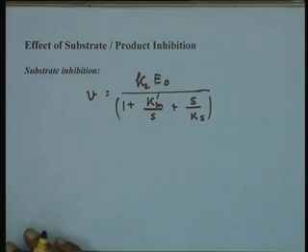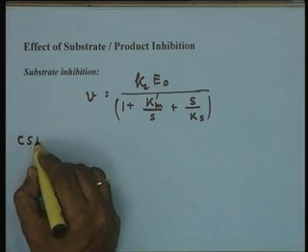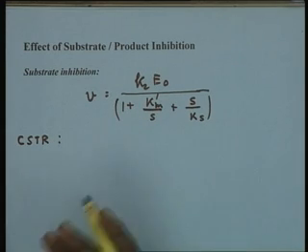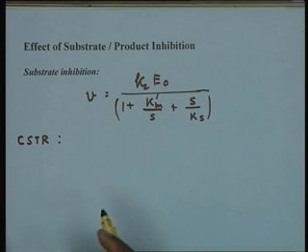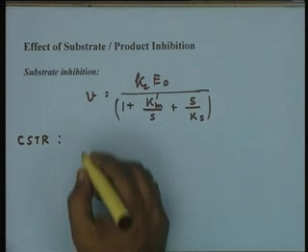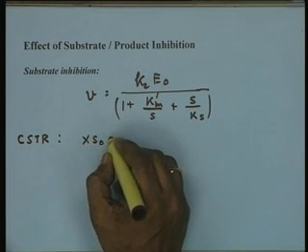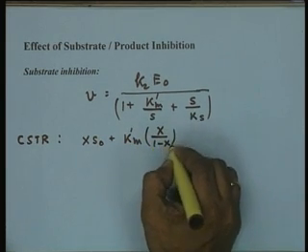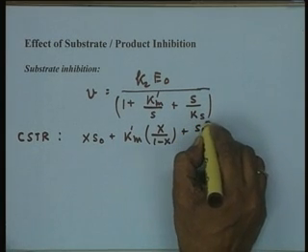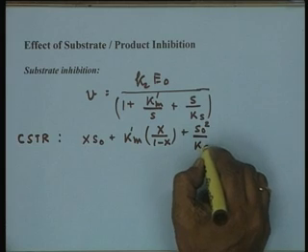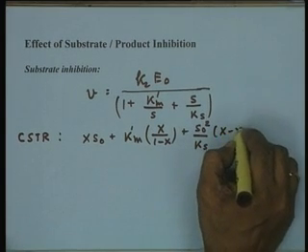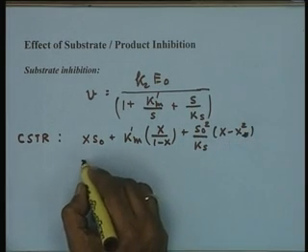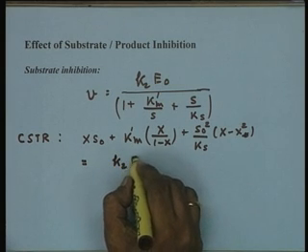Under that condition, in the case of CSTR, you can develop the reactor performance equation for such a system on the same lines as we did for Michaelis-Menten kinetics. That means, you make a mass balance across the reactor, simplify it, and the final reactor performance equation for these cases for CSTR is x S naught plus K dash m x upon 1 minus x plus S naught square upon Ks into x minus x square equal to K2 E naught into tau.